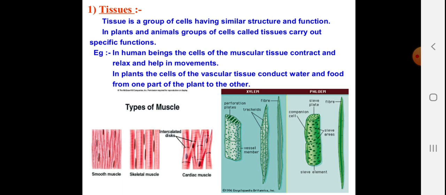Now, xylem is required for the transportation of water in the plant, which is made up of perforated plates and tracheids. Whereas phloem is the specialized tissue present in the plant for the translocation of food. That means transporting food from one place to another. This helps in storing food. As you all know, food is produced in the leaf, but it is stored in various parts of the body with the help of phloem tissues. It is made of sieve plates and companion cells.